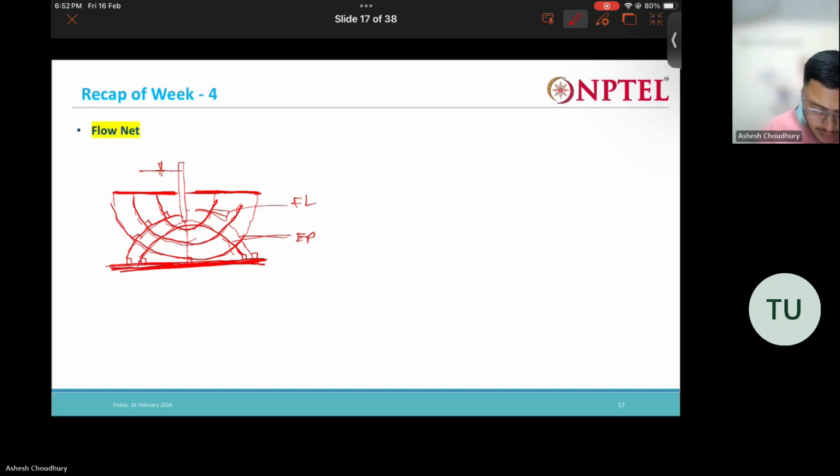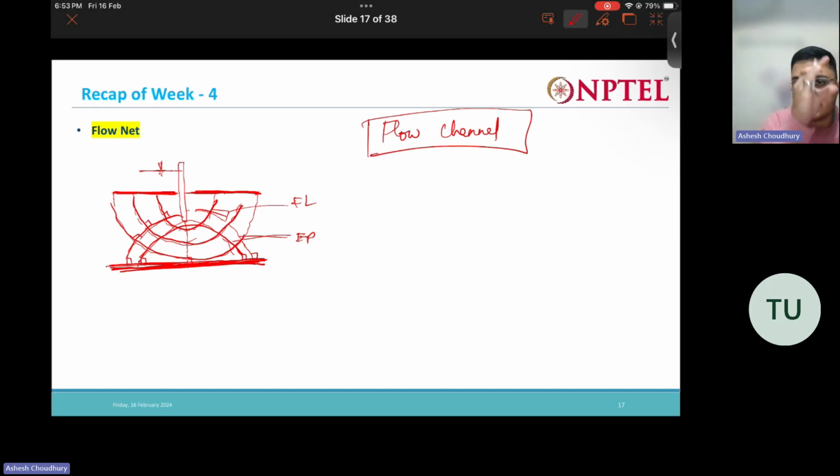Now let me draw 1, 2, 3. Can you find out the number of flow channels? So what are flow channels? One more term: flow channel. A flow channel is nothing but the channel made by two flow lines. Two adjacent flow lines make a flow channel. These are the flow channels.